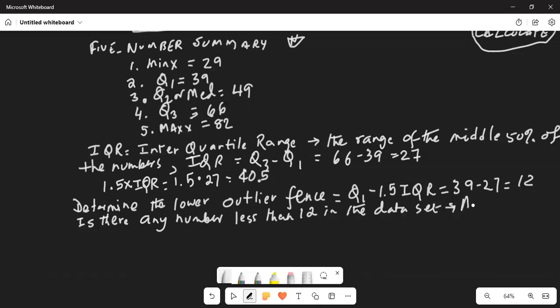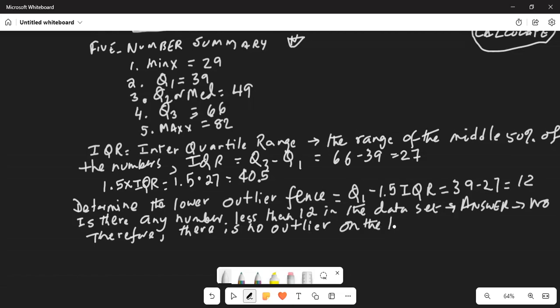Answer is no. Therefore, there is no outlier. There is no outlier on the left. Okay, moving up again.